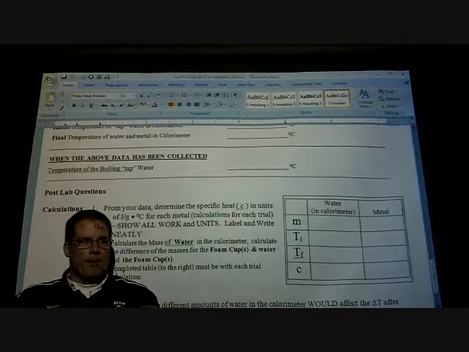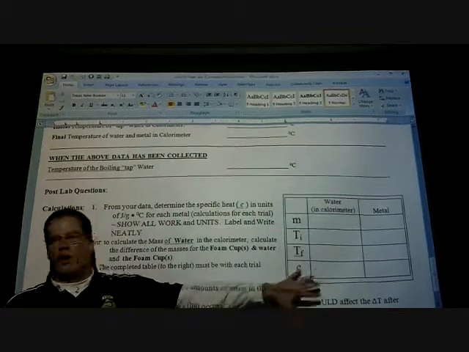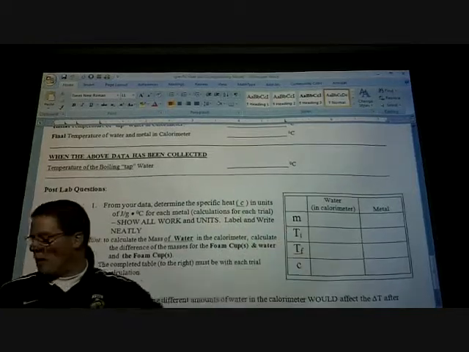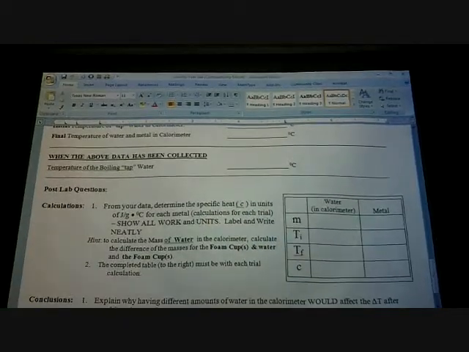Wait, so we have to do that on the computer? No. You'll do the calculations by hand. Neatly organize it, label everything. Yeah. Okay, so be neat on that. Yeah, don't do it on the computer.